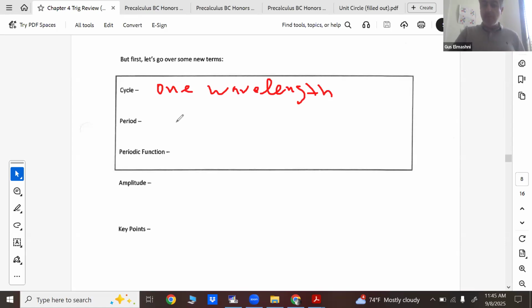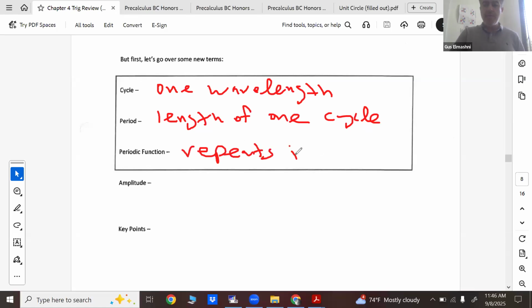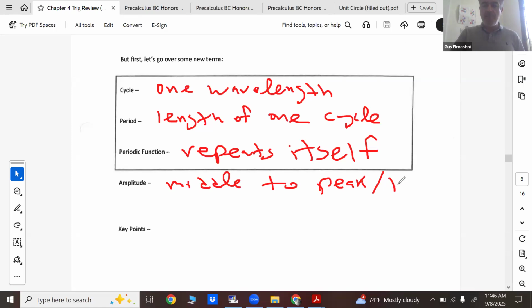Period is the length of one cycle. Like, now we're back to our normal schedule, so our periods are 60 minutes. A periodic function repeats itself. That's what sine and cosine do, and all the trig functions. Amplitude is from the middle to the peak or trough. The trough is the bottom part.